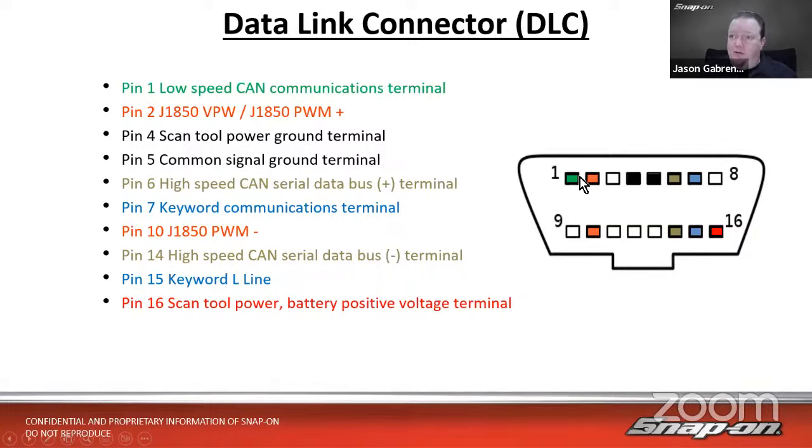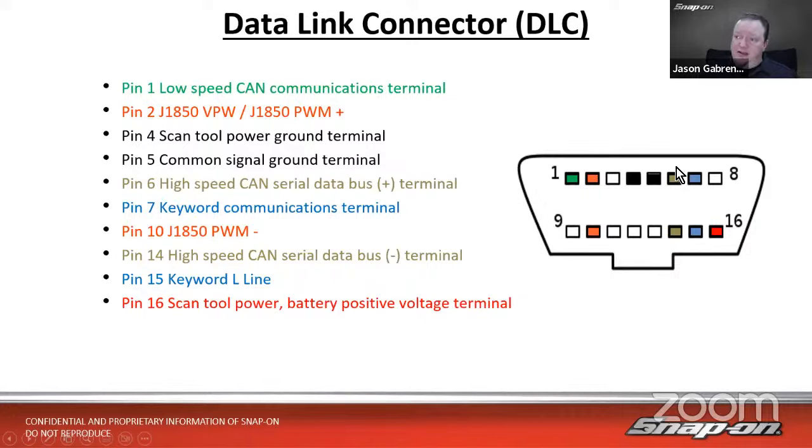We have pin one, which would be our low-speed CAN communications terminal, which could be used. GM used this a lot in the early days as it was transitioning from low-speed bus to CAN, and would use a single-wire CAN. We have J1850, pin two, which is the power variable pulse width. Or if we have pulse width modulated, that's a positive side, which would be right there. And then the negative side would be right there. Pins 4 and 5 are always ground.